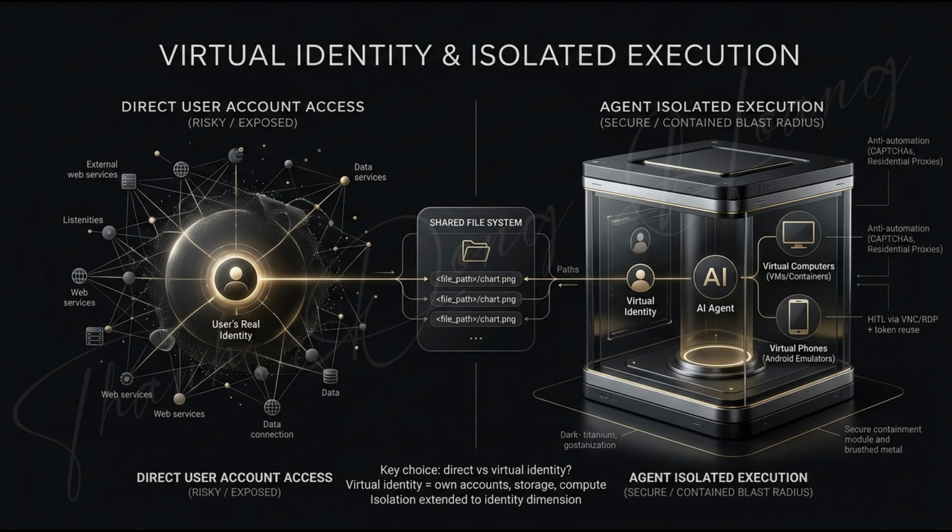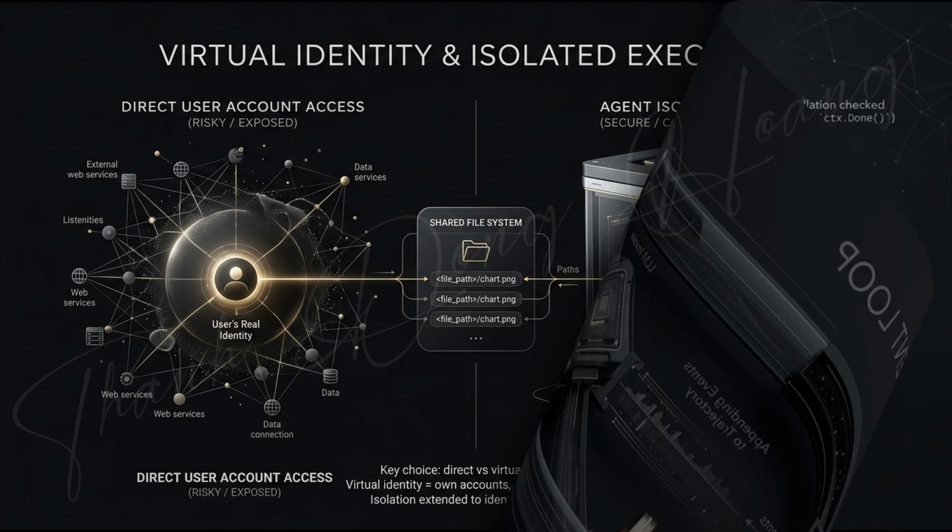This extends into virtual computers and virtual phones that give the agent its own isolated environment to operate in. Two practical wrinkles come with this. Some websites actively try to detect and block automated access, which often requires routing through more realistic network paths. And when a task truly requires the user's real account, the safest approach is a supervised login where the user authenticates directly and the resulting session gets reused briefly, instead of the agent ever holding the raw credentials.